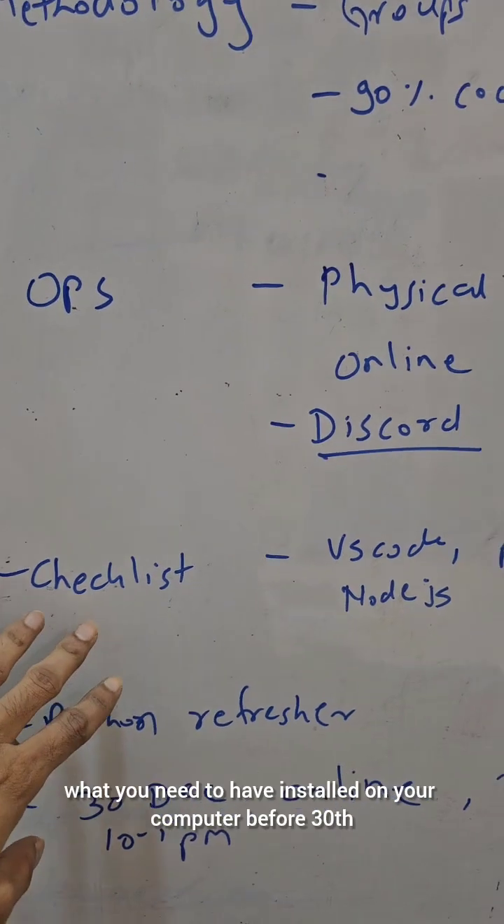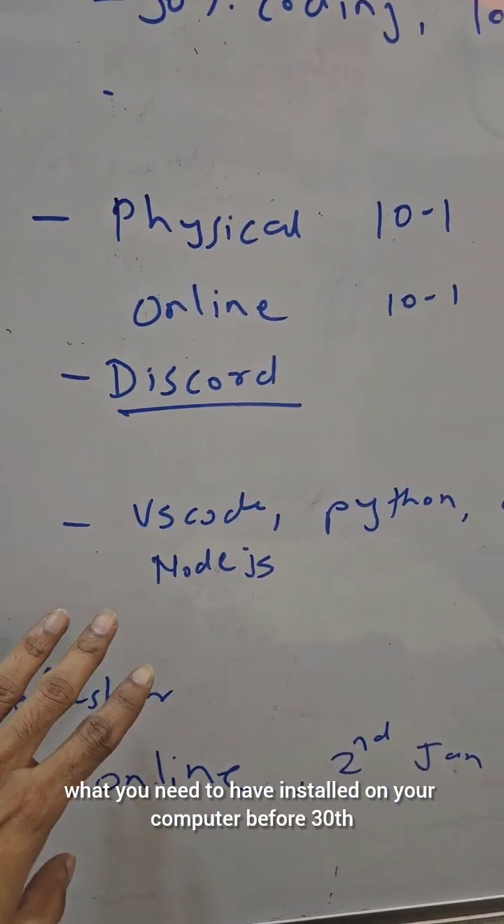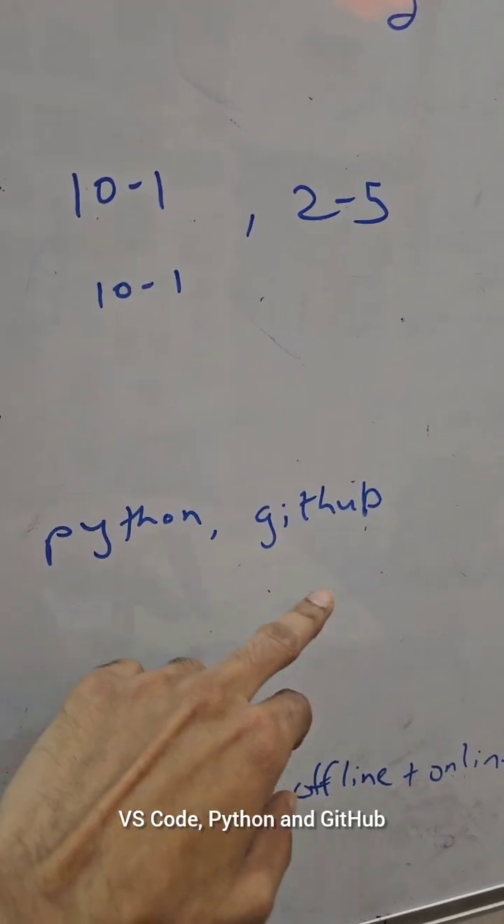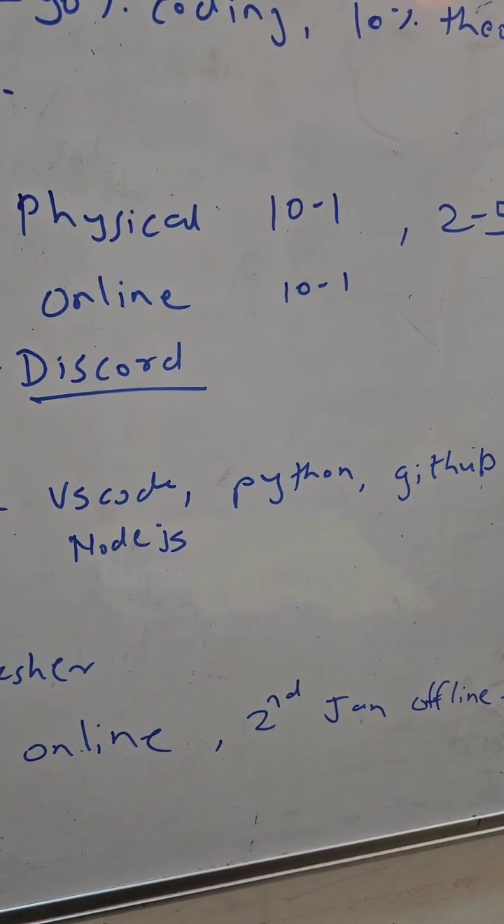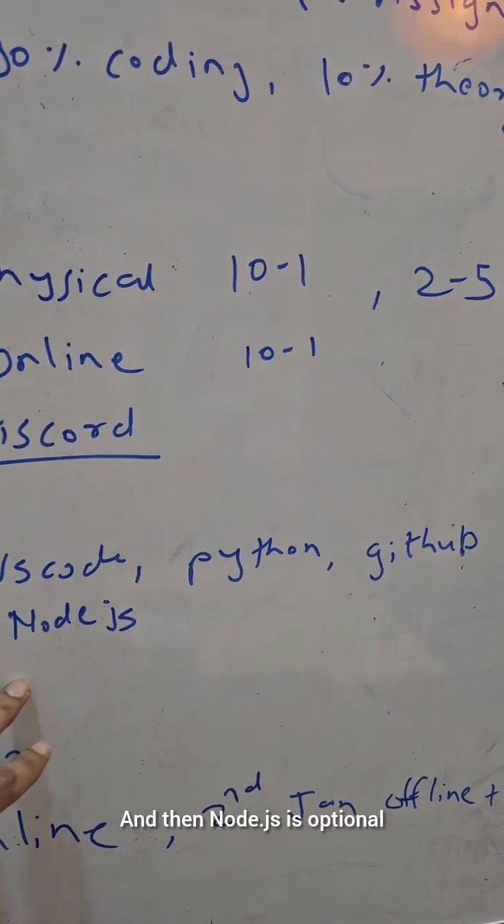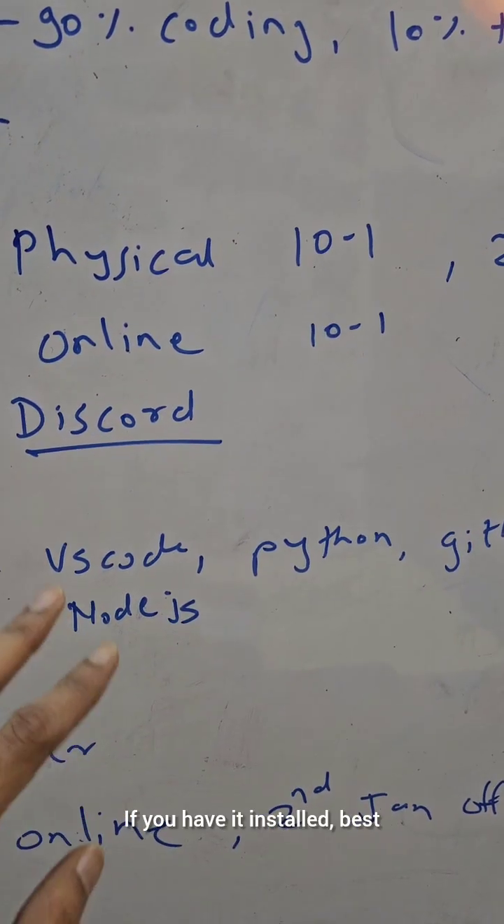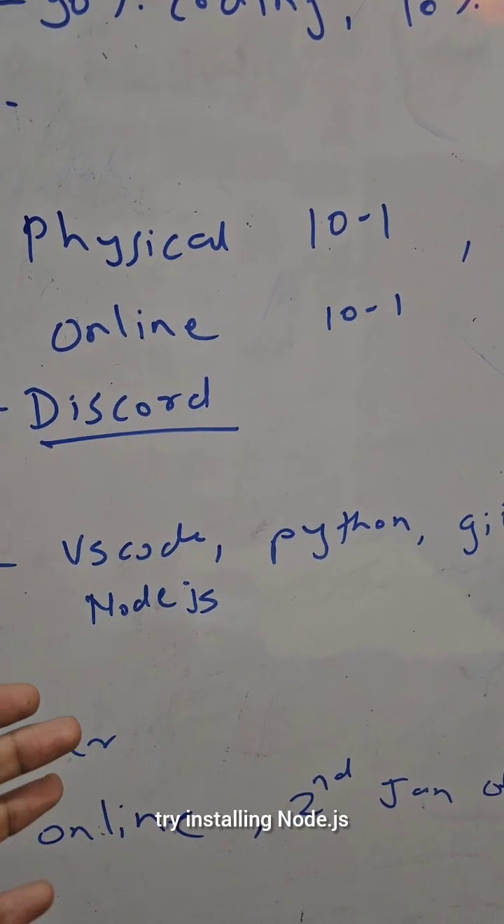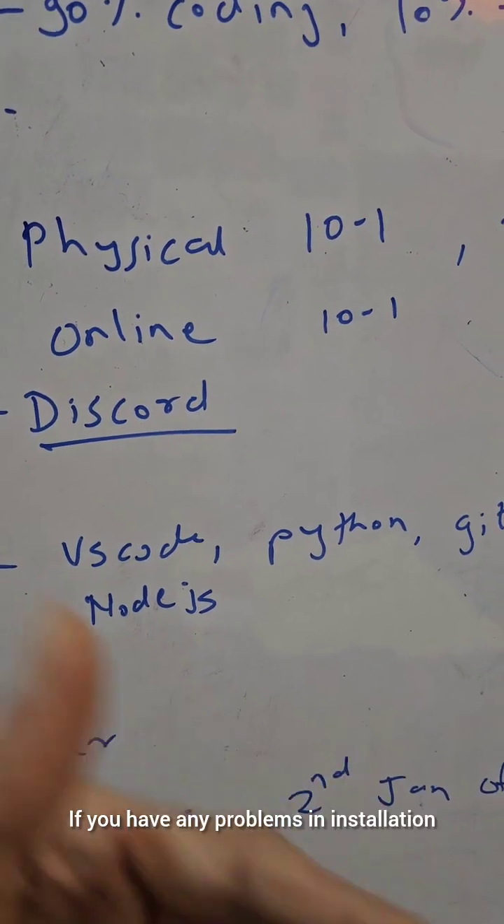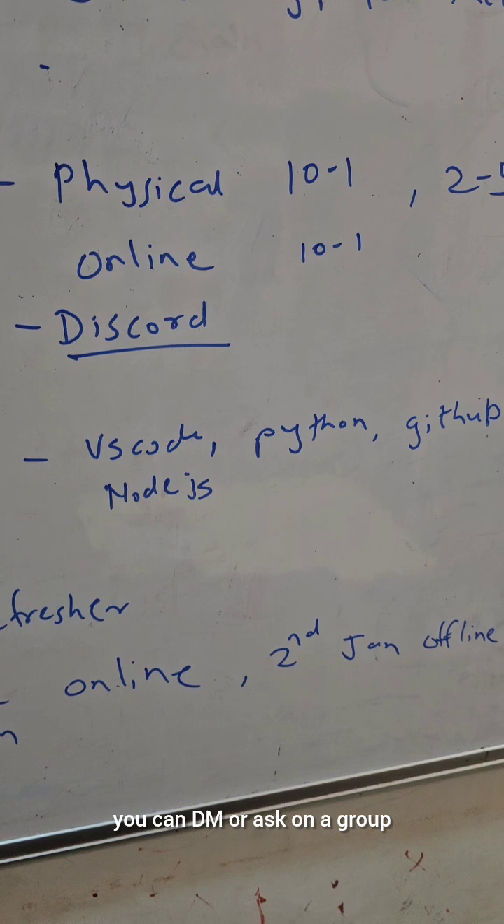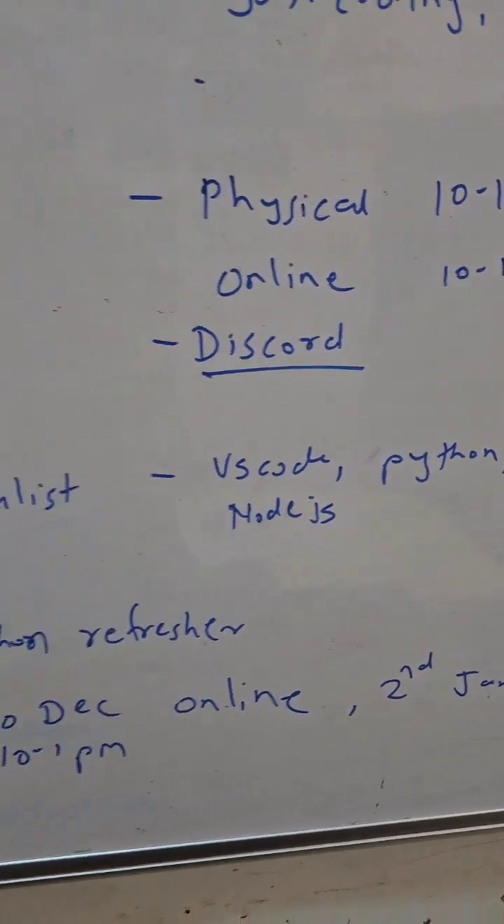Checklist: this is what you need to have installed on your computer before the 30th. VS Code, Python, and GitHub. These 3 things are needed anyway. And then Node.js is optional. If you have it installed, best. If you don't have it, try installing Node.js. If you have any problems with installations, you can DM your group.